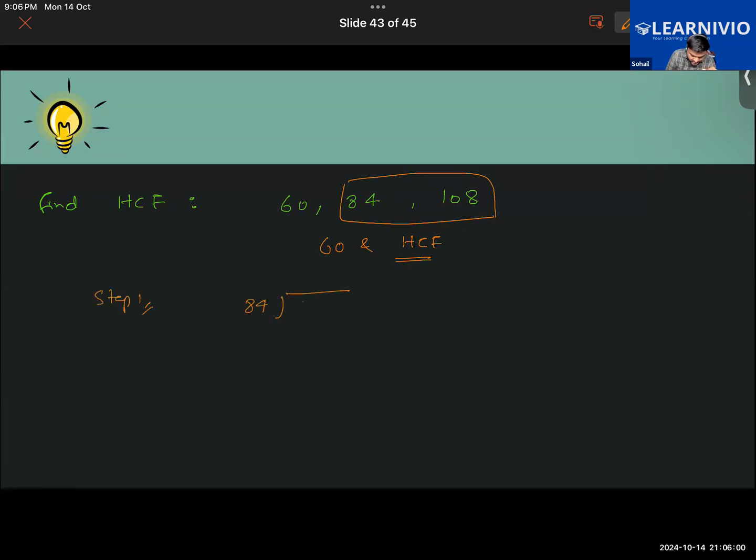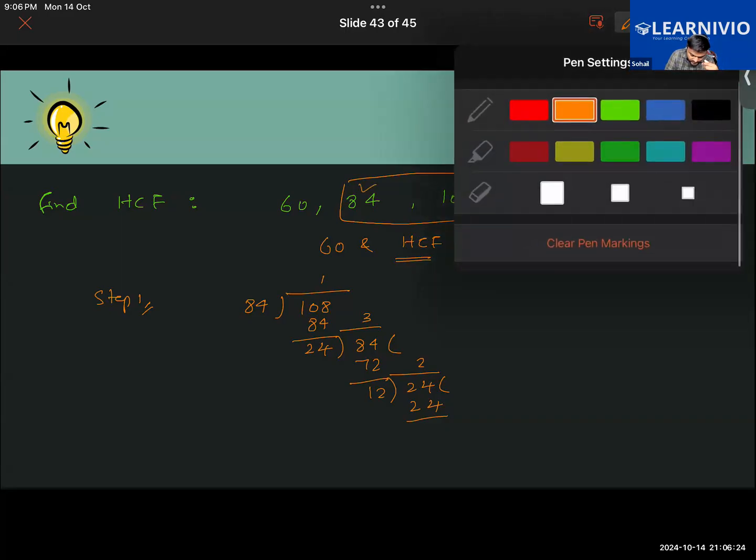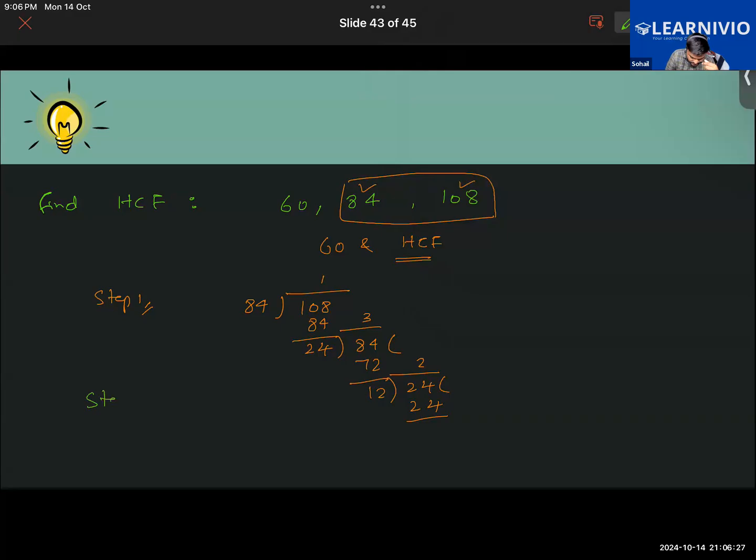So in the first step, 84 and you have 108. 84 ones are 84. 8 minus 4 is 4. 10 minus 8 is 2. Now let's take 84 here. We'll be taking 24 threes are 72. I'm left with 12 here. 12 twos are 24. So what is the HCF of 84 and 108? It is 12.